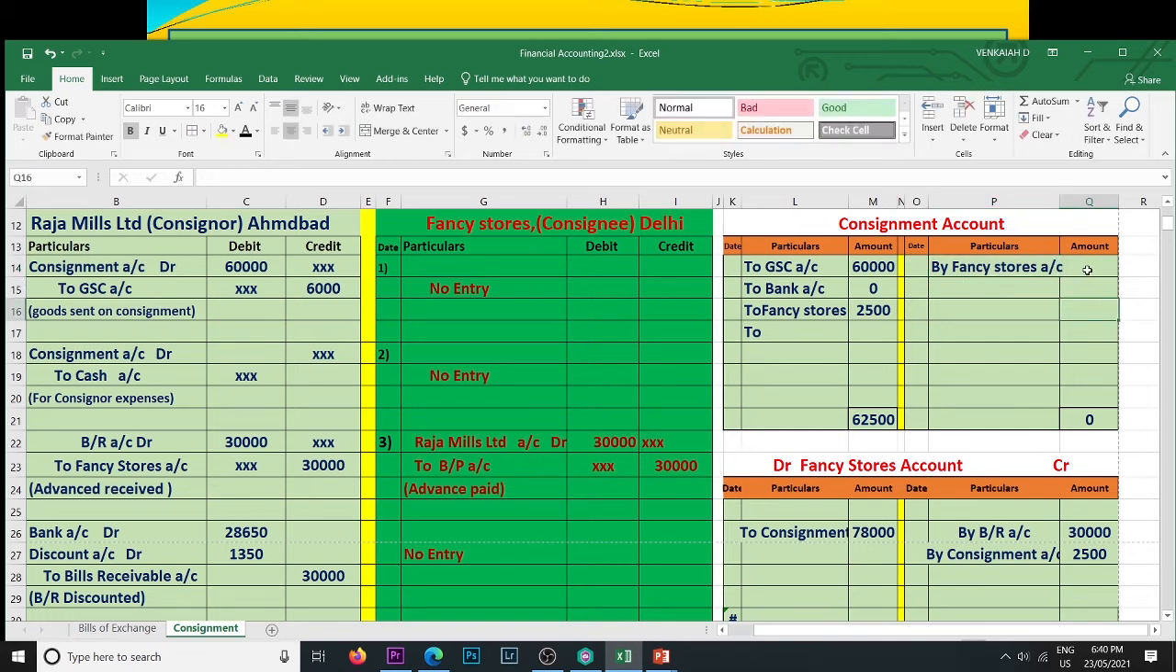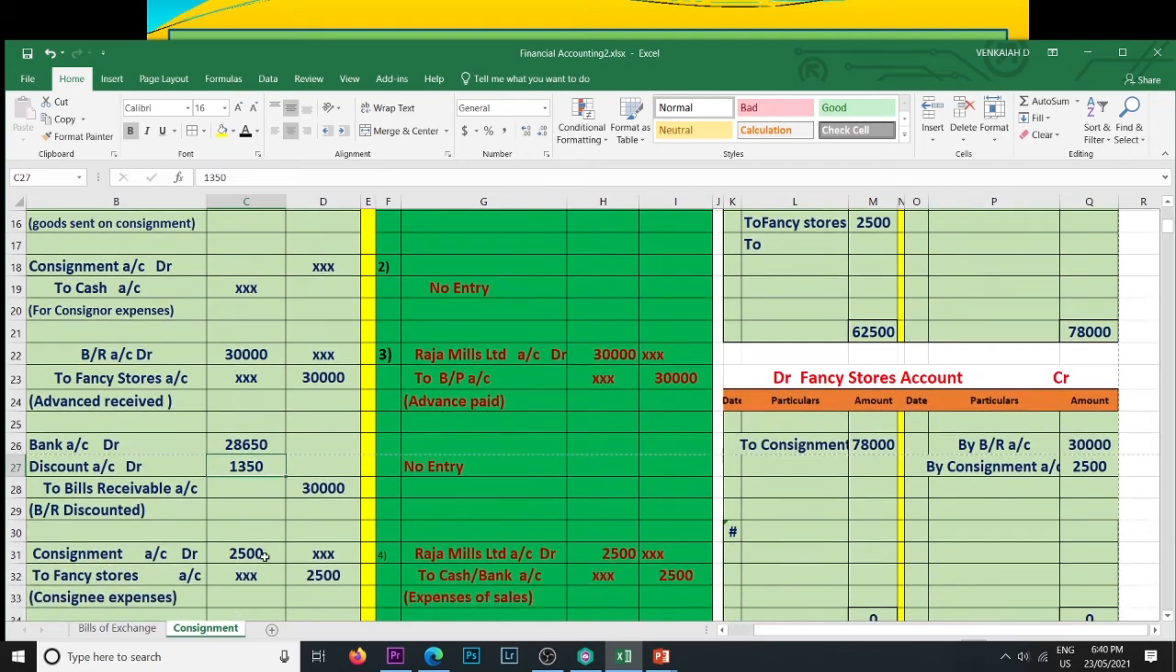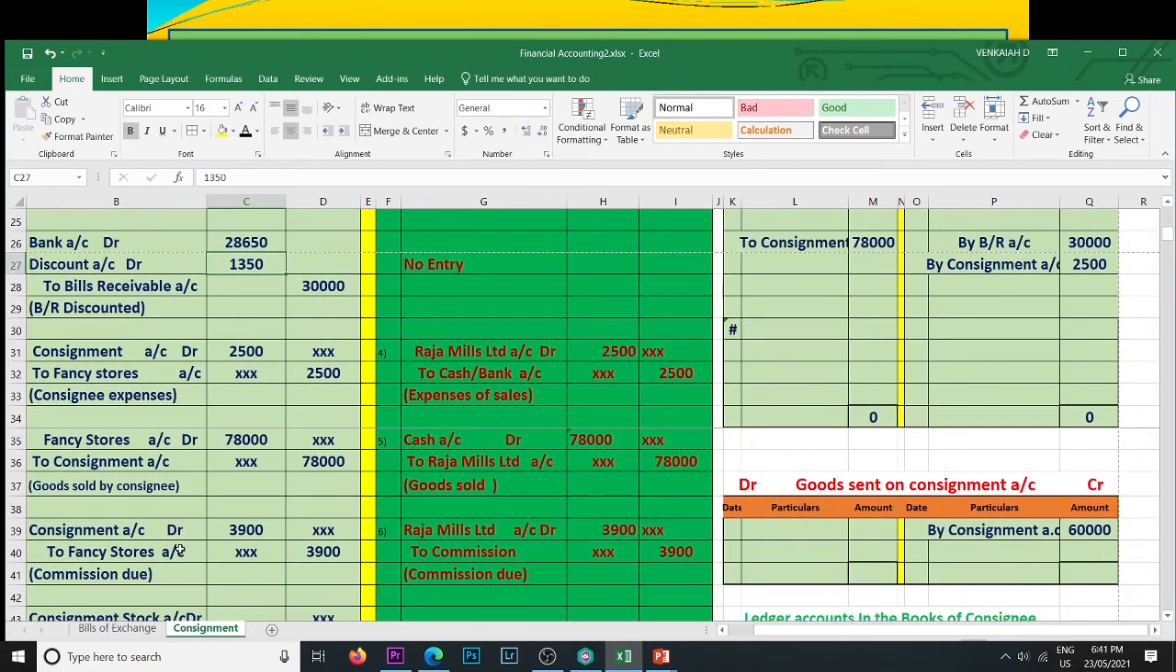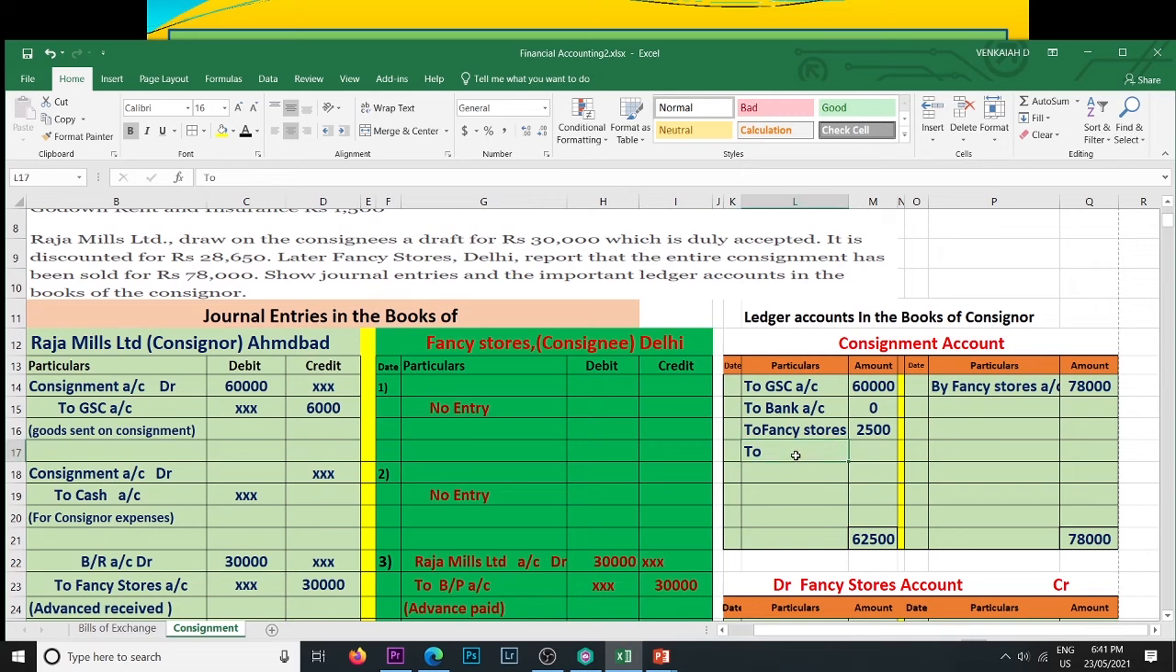Amount is 78,000. Then one more entry, next entry is commission. Consignment account debit to Fancy Stores account. Consignment account debit, first consignment debit is there. That's why to Fancy Stores account. Amount is 3,900.